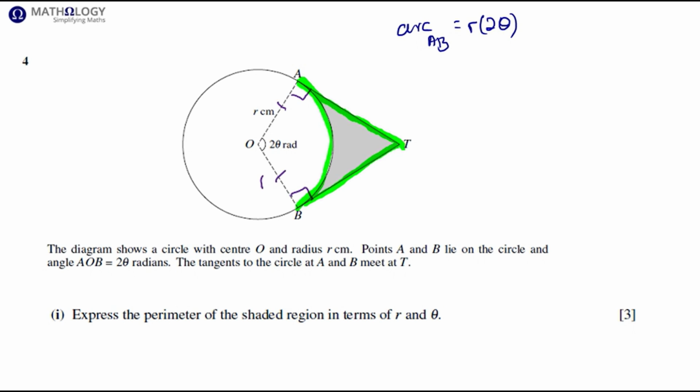That's going to be the arc length, AB. We now need to find the length of tangent AT and BT. Now we're going to construct, join O to T. The reason we do that is because it forms right angle triangles, triangle OAT and OBT. And from that right angle triangle, we can use Pythagoras' theorem or a trig ratio to find the length of AT and BT, which are going to be identical.